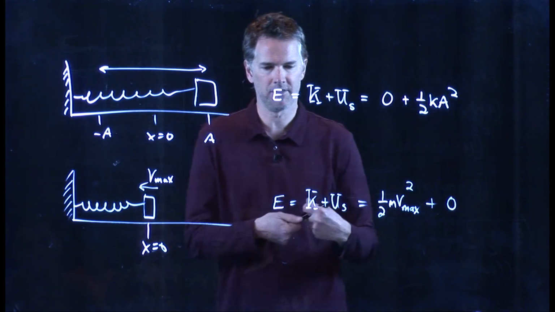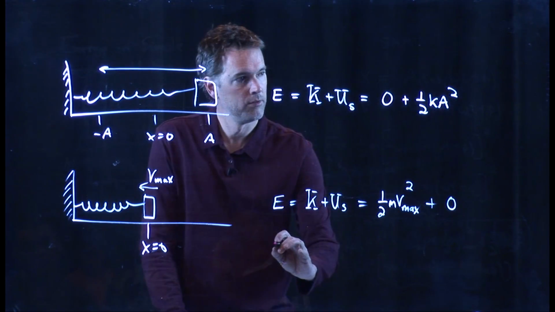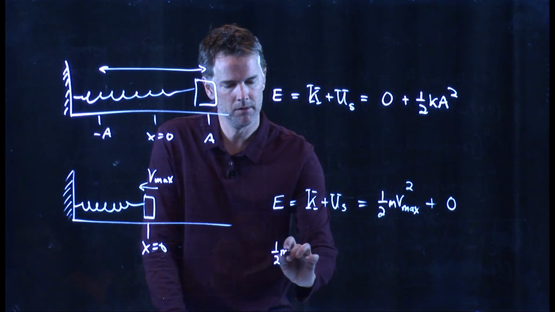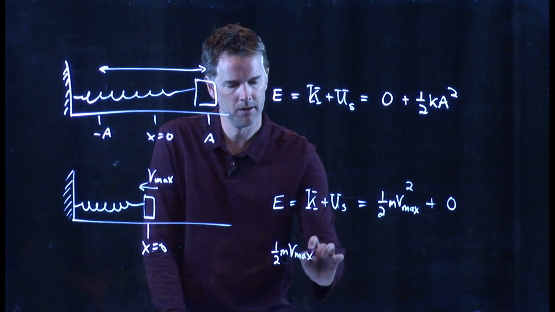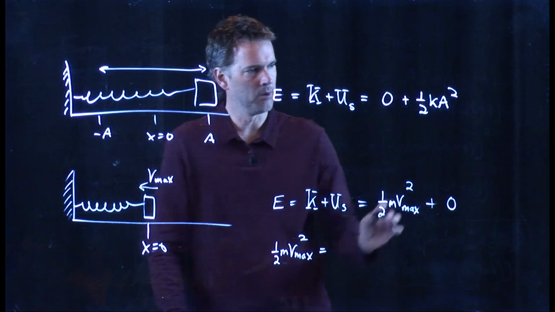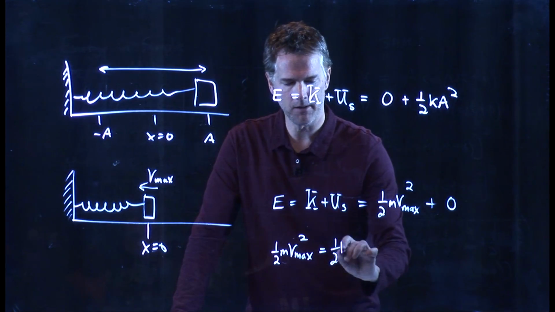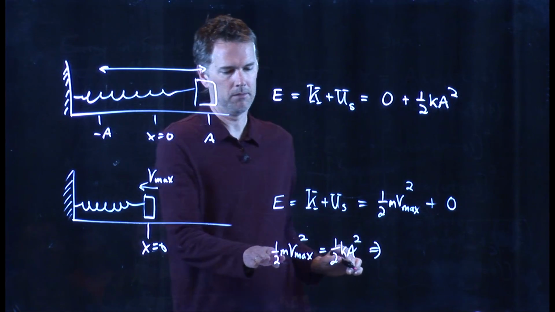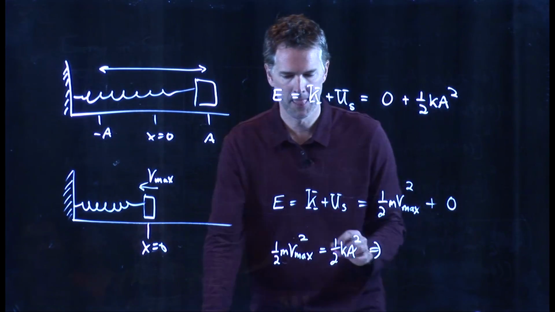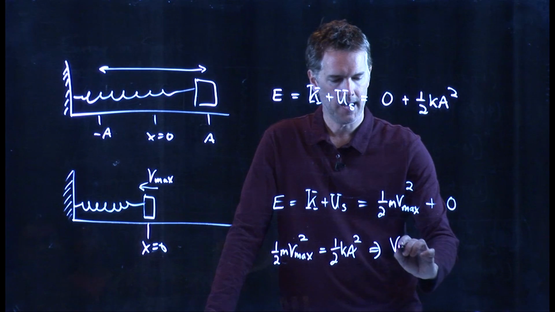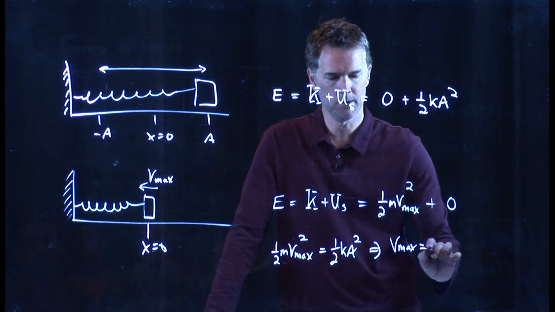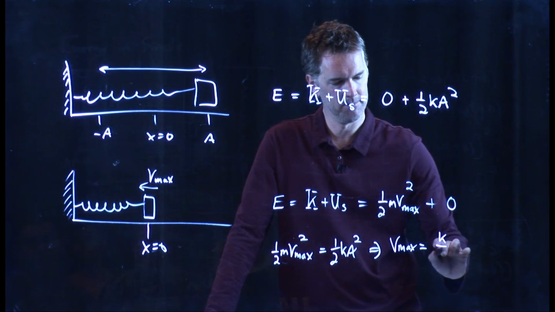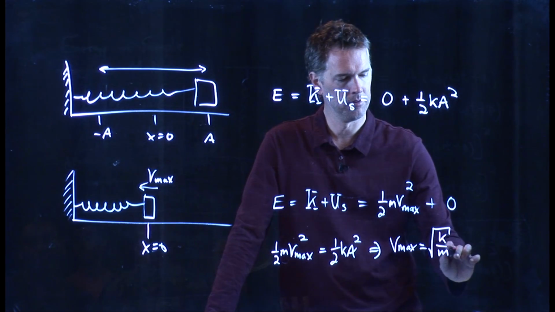All right, and now we can set them equal. So 1/2 m Vmax squared is equal to 1/2 k a squared. And you can quickly solve this for v. I multiply both sides by 2, I divide by m, and I get Vmax is equal to the square root of k over m, times a.